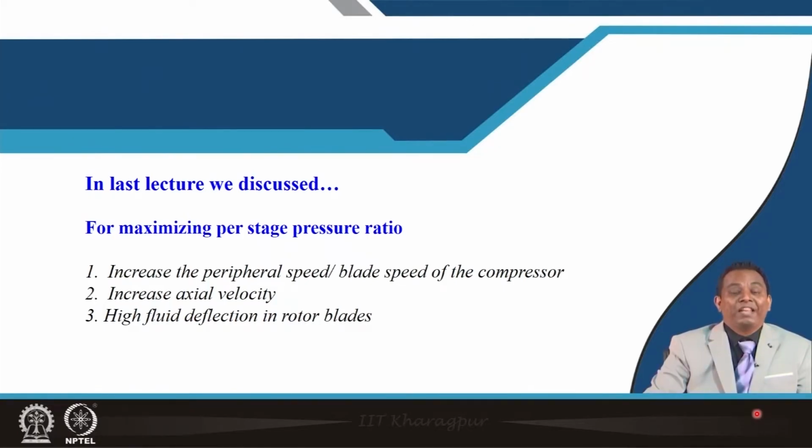It says that in order to increase the per stage pressure ratio, we need to increase the peripheral speed of the rotor, increase the axial velocity going inside the engine, and increase the blade deflection of the rotor in order to achieve high pressure rise.